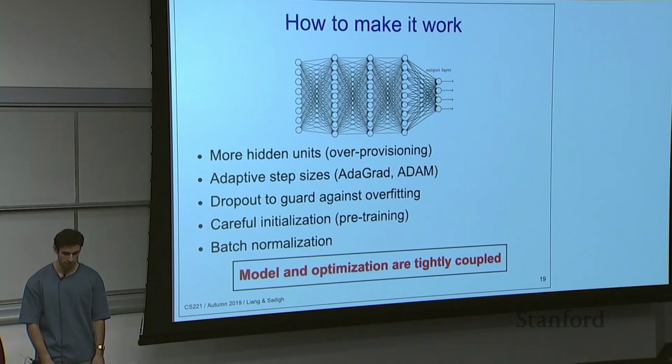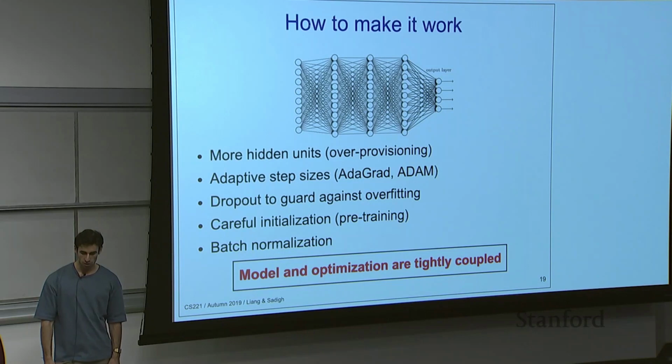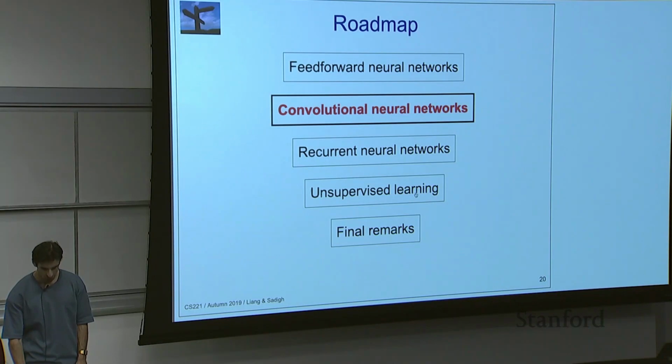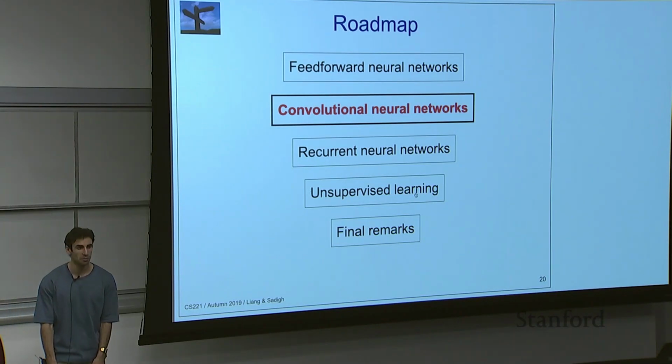Yeah, and the takeaway here is that, in general, the optimization problem and the model architecture you define are very tightly coupled. And it's kind of black magic to get the right balance that you need. And we're still not very good at it.